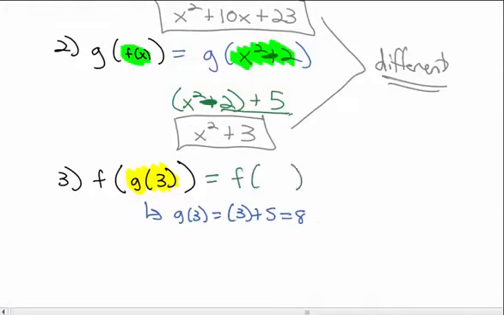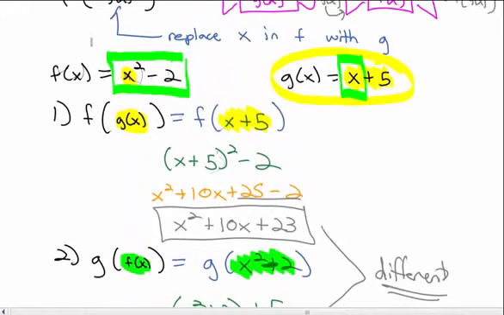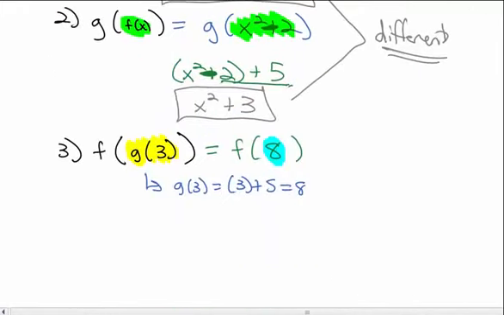That means f has inside it the result of g of 3. It has that 8. So all we need to do now is plug that 8 into the f function, into that x squared minus 2. So instead of x squared minus 2, it's stuff squared minus 2. We take that answer we just found. 8 squared is 64 minus 2, gives us 62 for a result.